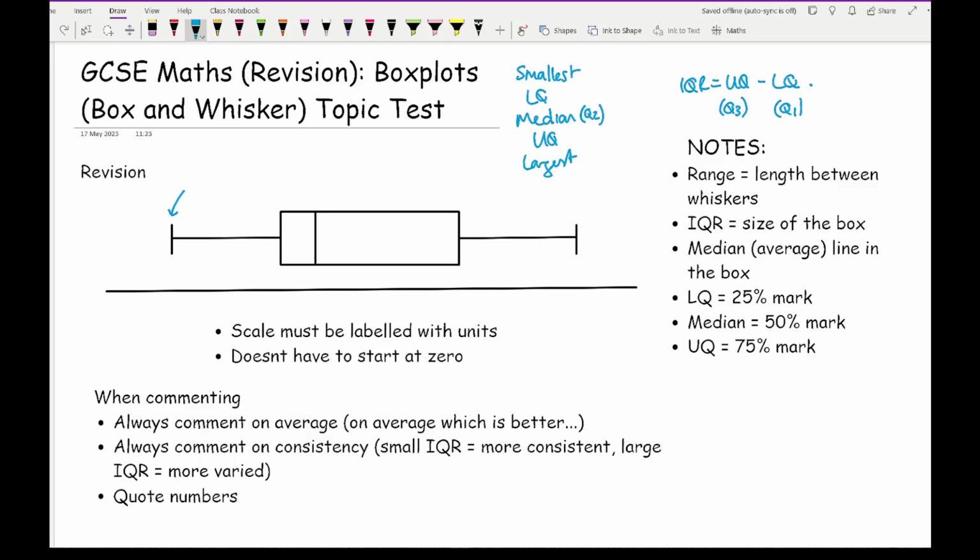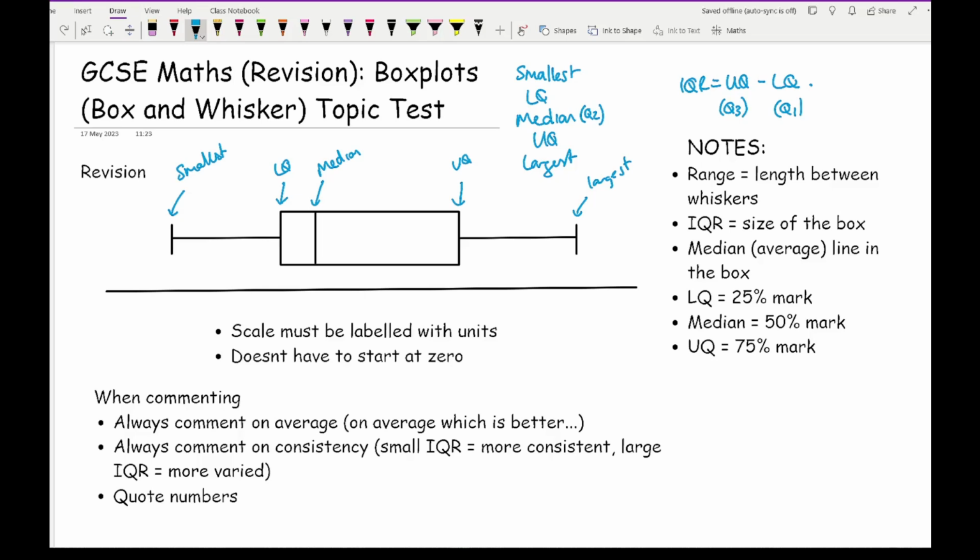So this value that goes here is the smallest. This value here is the lower quartile, this value here is the median, this value here is the upper quartile, and this value here is the largest value. Now your box plot has to look like this. It's got to have whiskers, it's got to have a box, and there's got to be a line inside that box. If it doesn't look like that, you're not going to get the marks for it.